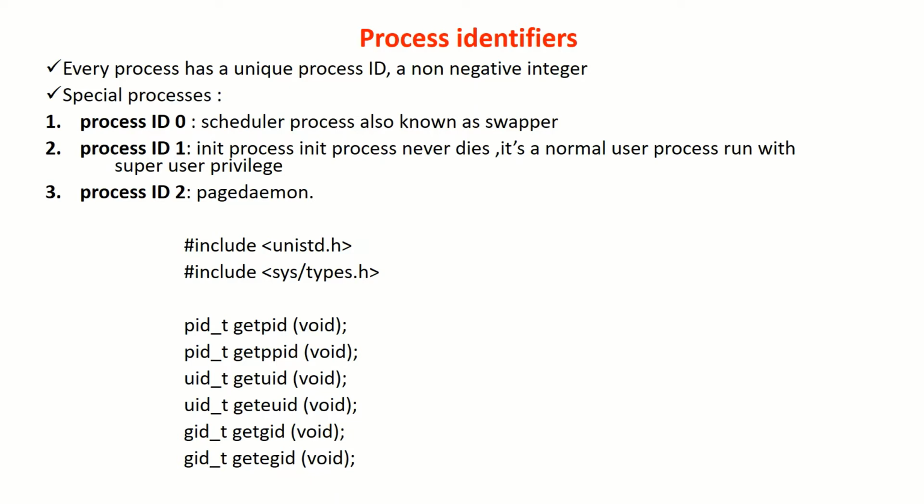And then the third one, process ID 2. This provides page daemon information. For that we use the prototypes for process identifiers to get the process ID, the user ID, the effective user ID, the group ID, and so on. Like that we can generate these process IDs for completion of the process.